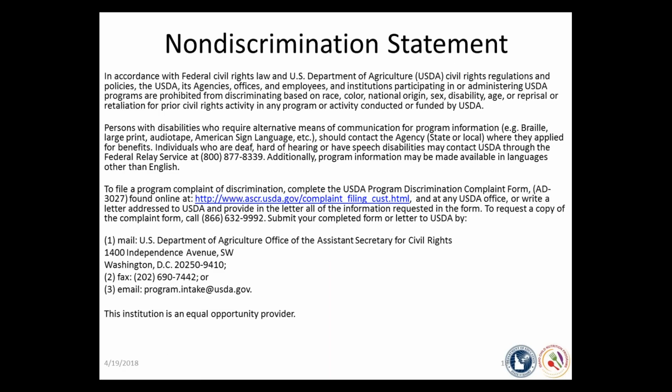Please note the civil rights statement shown here. This statement was issued December 2015 and ends with, "This institution is an equal opportunity provider," which is also the short non-discrimination statement you should be using. Your non-discrimination statement must match this statement.